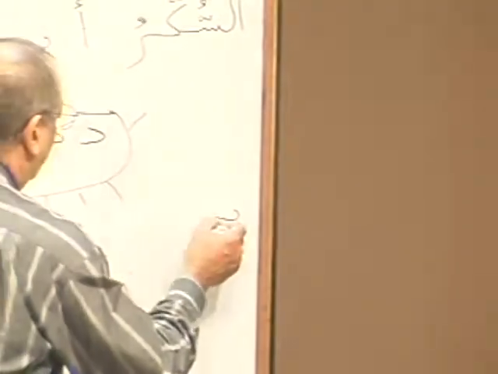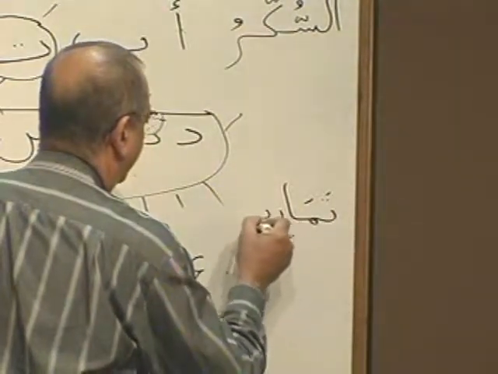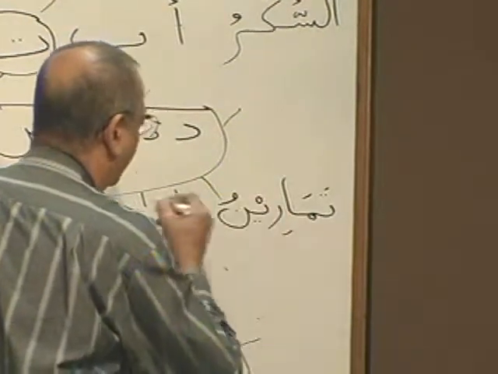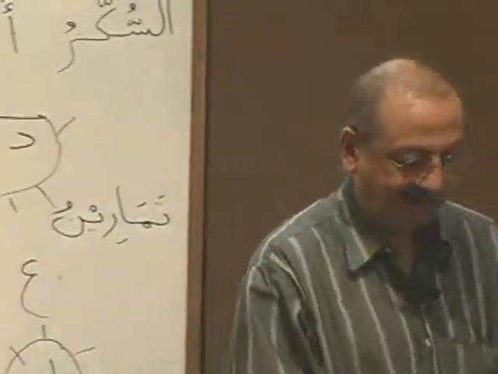Brother, we did exercise number 1. What is written on top of it? Tamarinu. This is the plural of tamarin. What is the plural of tamarin? Tamarinu. There is no tanween at the end. Tamarinu. And we will learn why it is like that later on, inshallah.